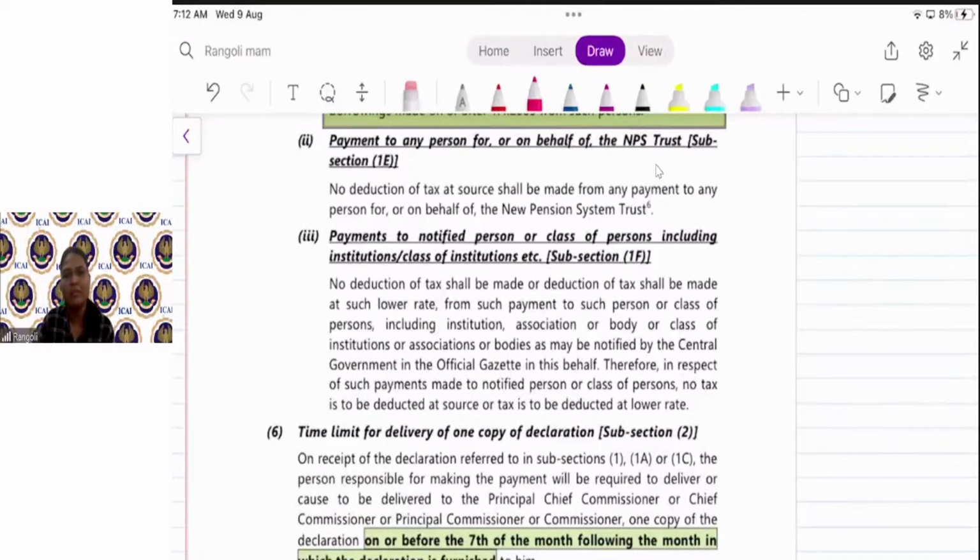The government has power via notification to prescribe the notified person or class of persons when no TDS is required to be deducted. Just like they have prescribed that if the payment is made to the government or RBI, then TDS is not required to be deducted. Okay, clear everyone?